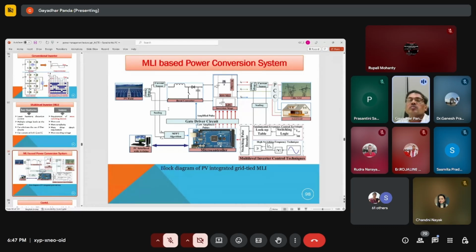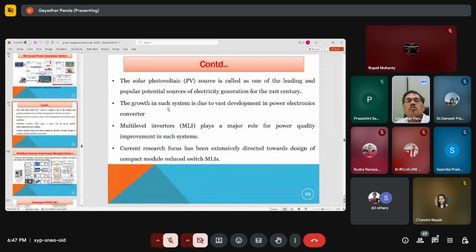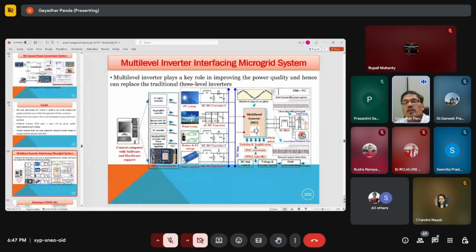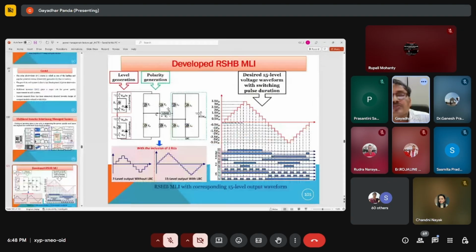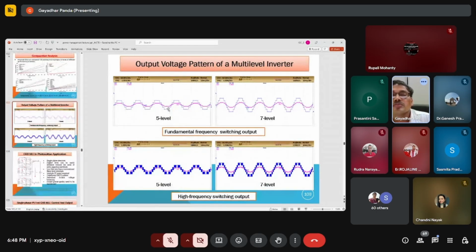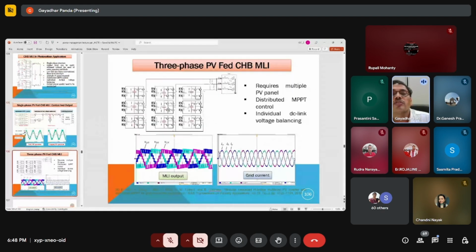Then the multi-level inverter-based power conversion system. This is a laboratory prototype we have shown. We have done the work here. One of the PhD students has done the work with the multi-level inverter. You'll find many papers on multi-level inverters published by one of our scholars, Dr. Kabila Prasad Panda. These outcomes are from a laboratory prototype, and this is also work taken from a research paper. These are the different outputs with the different configurations.